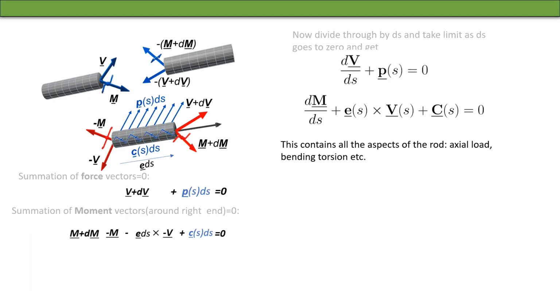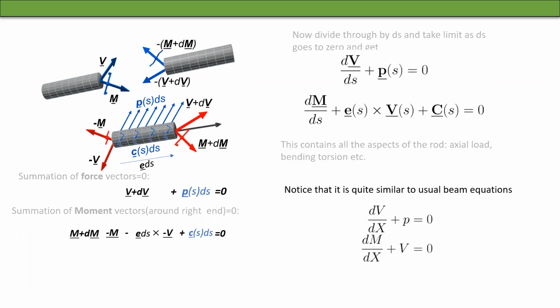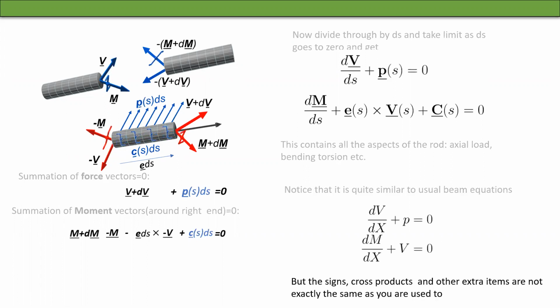Okay, everything is there. It's quite similar to the usual beam equations, which are dV/dx plus p equal to 0 and dM/dx plus V equal to 0. But there's some cross product and some extra terms that are not exactly the same as you're used to, but you will see that it will account for everything in a very sensible way. Okay, this is how you should remember the beam equations, not the way they teach you in your earlier classes. It's much better to remember this one.